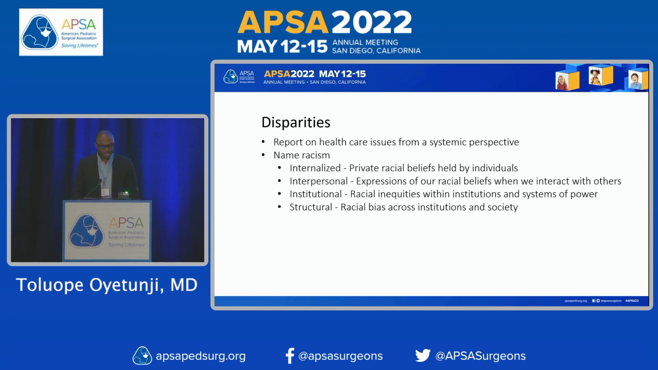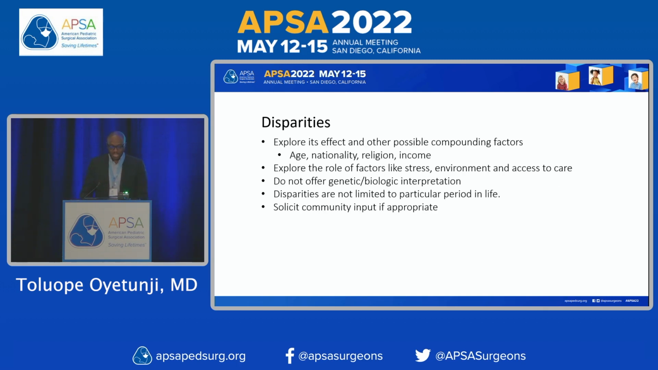Now on disparities, it's important to report on healthcare issues from a systemic perspective. Even if there are disparities, it's important to identify racism, whether that be internalized racism or interpersonal, or if it's institutional or structural. All these should be explored in the discussion of the research. Also explore the effect of other possible confounding factors like age, nationality, religion, or income, and explore the role of factors like stress, environment, and access to care.